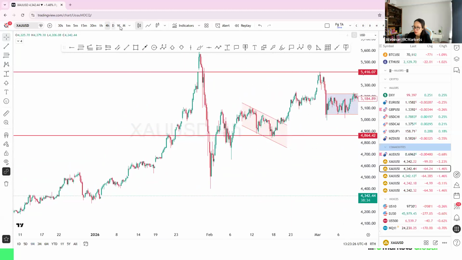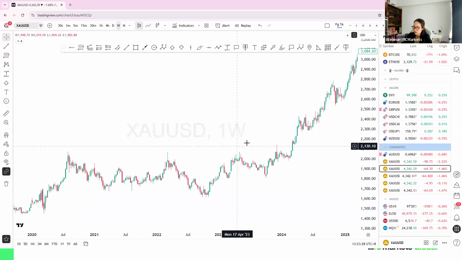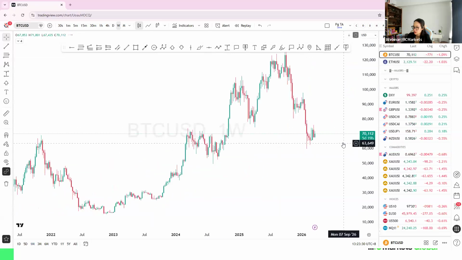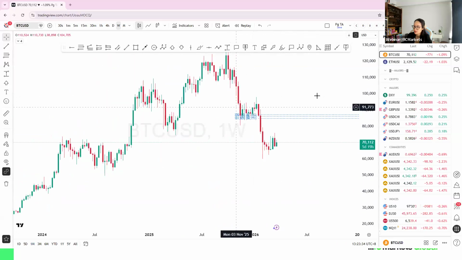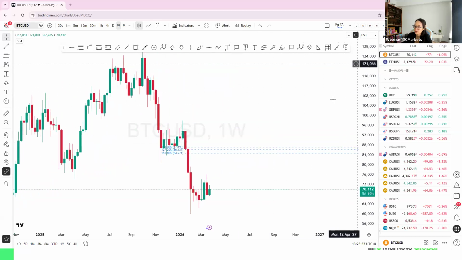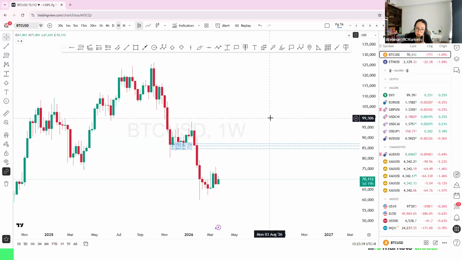One, I think I saw the weekly on BTC. Yep, let's look at BTC for example. You look for the BTC. This is a weekly time frame. Now, I'm going to show you the divergence first, okay?